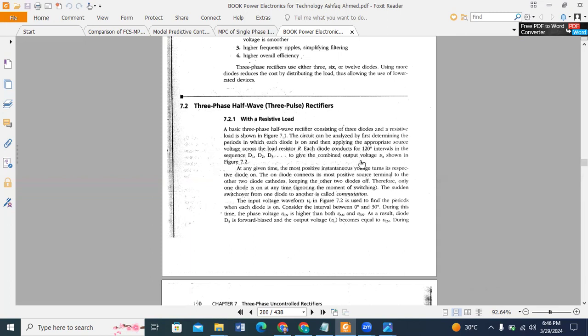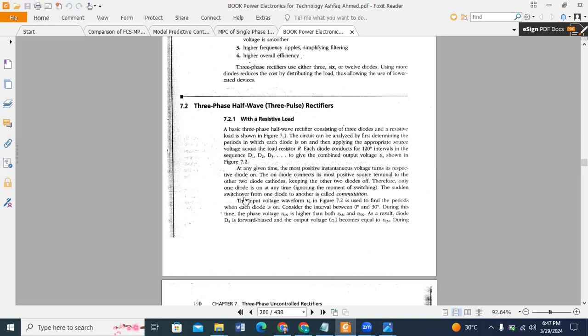Each diode conducts for 120-degree intervals in the sequence D1, D2, and D3. The diodes used in this three phase half-wave rectifier are three in quantity: D1, D2, and D3. Each single diode can be connected to give the combined output voltage V naught, which will be discussed in the upcoming figure. At any given time, the most positive instantaneous voltage turns its respective diode on. The diode connects its most positive source terminal to the other two diode cathodes.